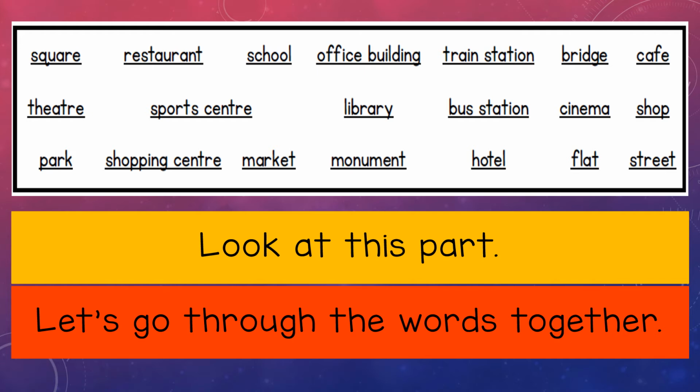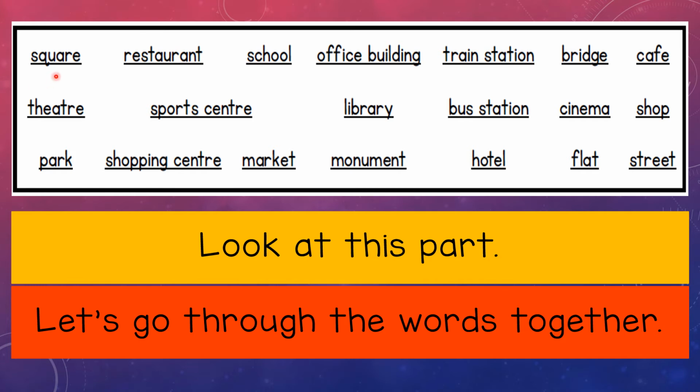Let's look at this part first at the top of your Handout 3. Let's go through the words together. We are going to read the words together. Okay, again, take out your magic finger, point to your handout while you follow this video.